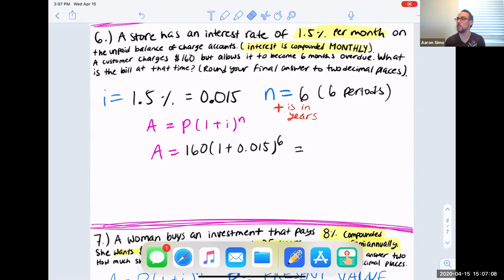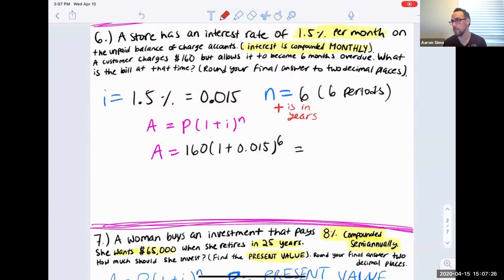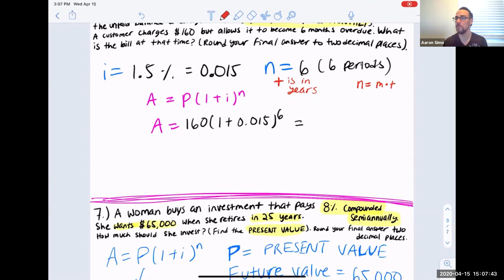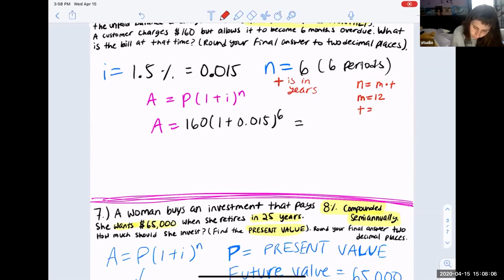Now I'm going to show you how to do it with M and T. Watch. Can you pick the red pen? I want you to write N equals M times T, and then for M, I want you to put 12. Yeah. Okay. And then for T, I want you to put a half. T equals 1/2. Do you understand why I put those for M and T?